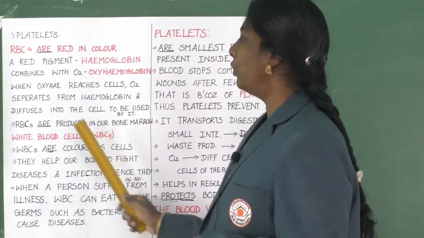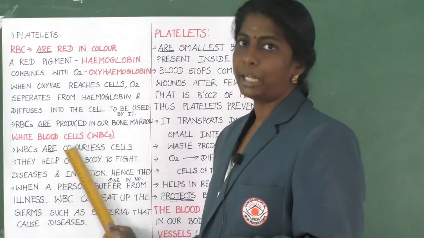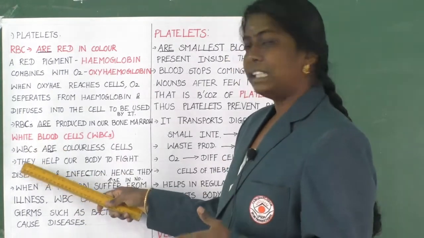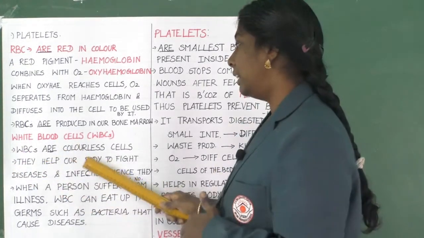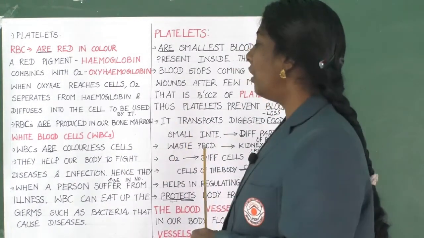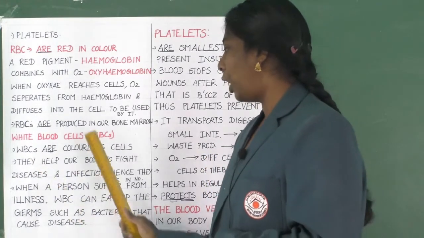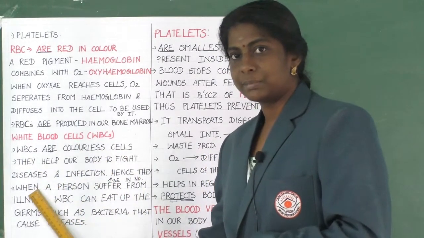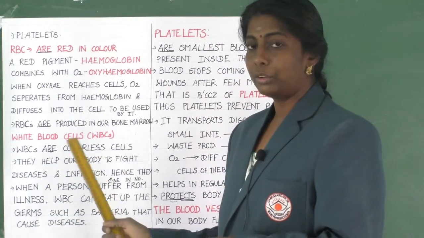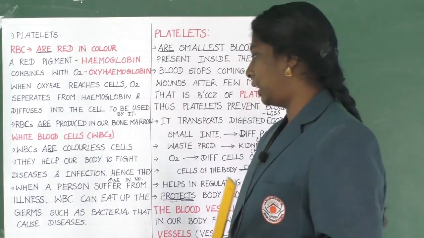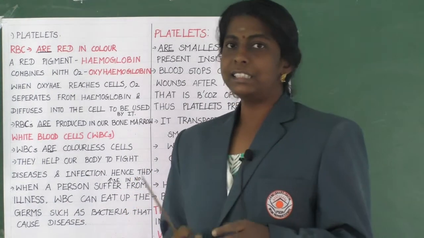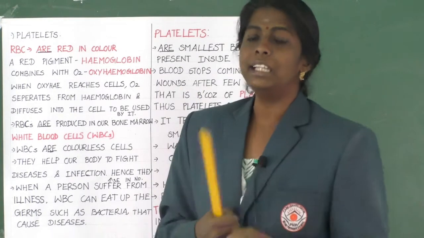Clear? Next thing is about white blood cells. What is that? White blood cells or WBC. WBCs are basically colorless cells. They help our body to fight diseases and infection. Hence, they increase in number. To protect our body, they are getting increased.